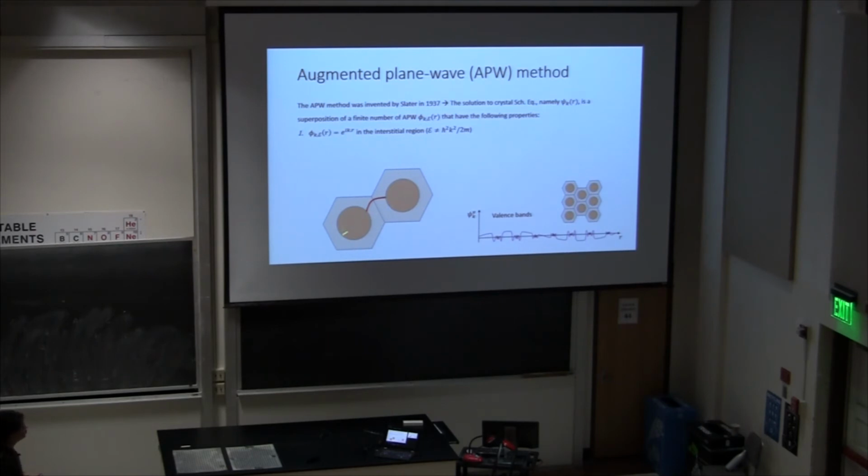So here I'm showing two neighboring unit cells. The dark orange is the muffin tin radius, the core region, and the light orange is the interstitial region. In the interstitial region, you see this is a very broad wave function reminiscent of the sinusoidal behavior of a plane wave. Okay, so in the interstitial region, every augmented plane wave must become simply a plane wave. The augmentation happens when you cross into the core region.